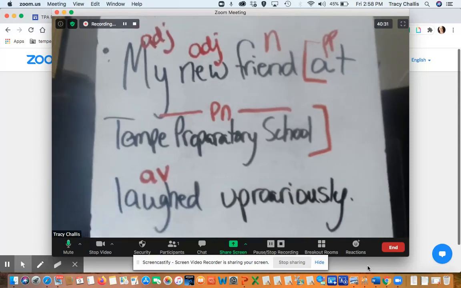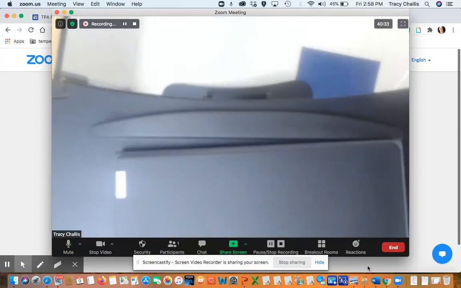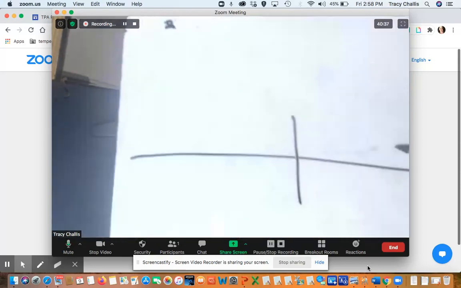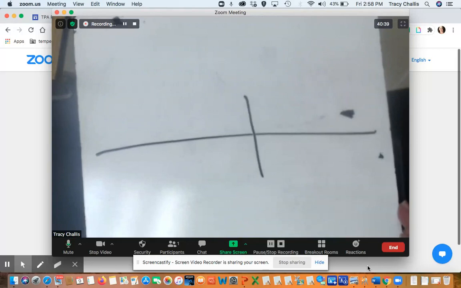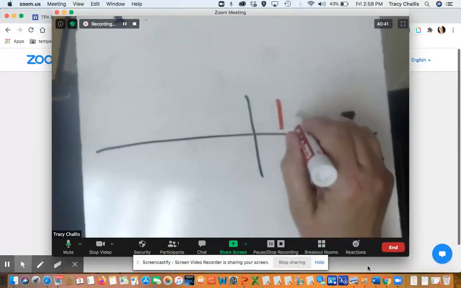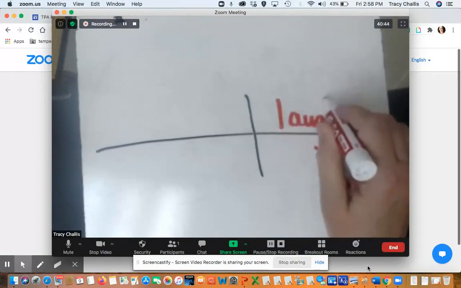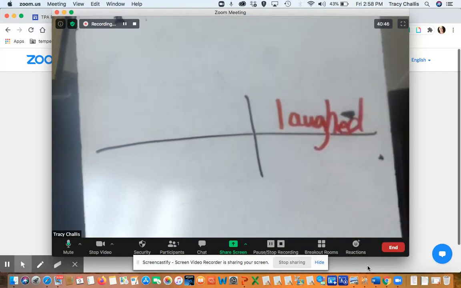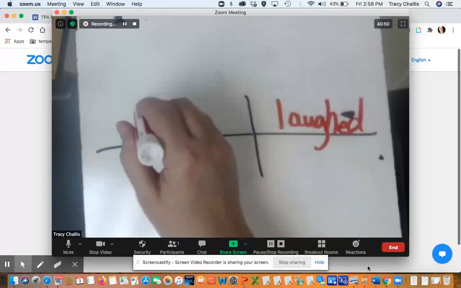Now that we have it labeled, we can diagram it. Remembering that the very first thing we put in our diagram is the verb, and we said laughed was the verb. Then you have to ask yourself that question so you can find the subject. Who or what laughed? Friend.